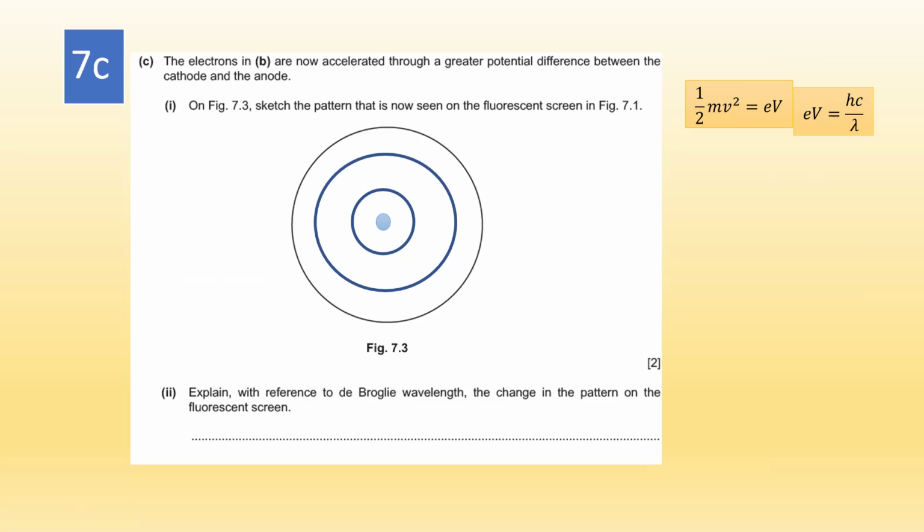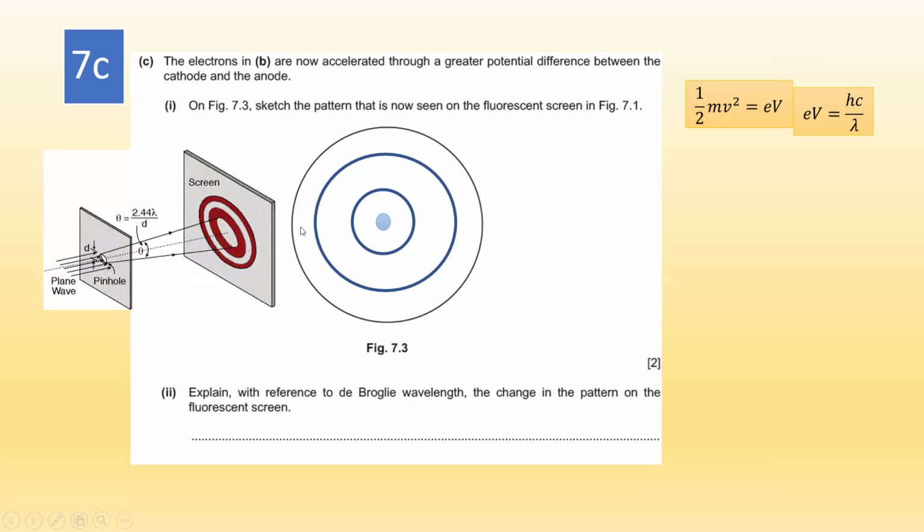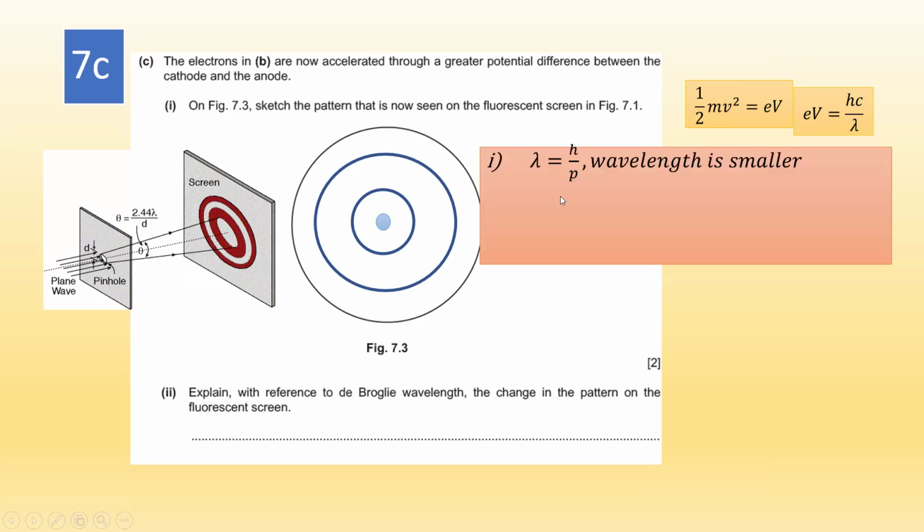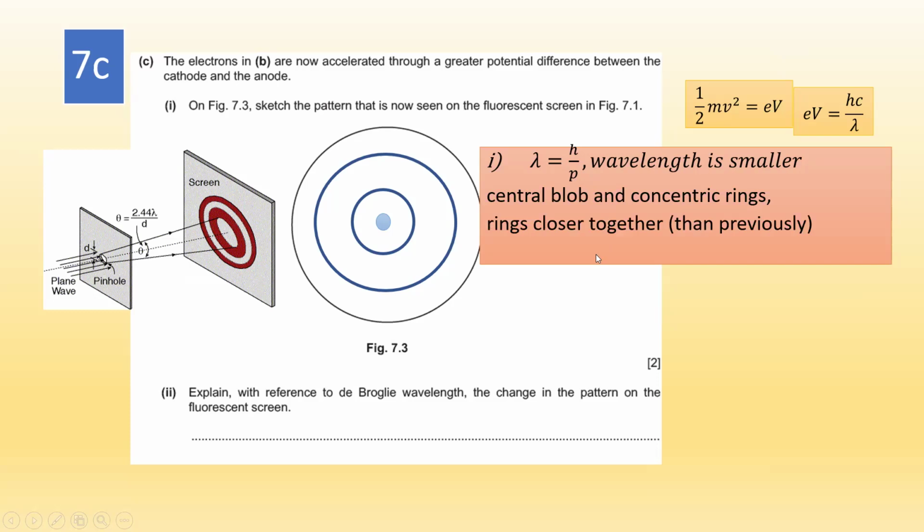Explain with reference to the... right? That is for your diffraction of light through a circular aperture. Explain with reference to the de Broglie wavelength, the change in pattern on the fluorescent screen. Right? Lambda equals h over p. Wavelength is smaller. I can argue as energy increases, momentum also increases. So wavelength becomes smaller. Central blob and concentric rings are closer together than previously.